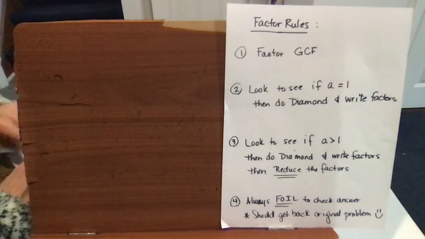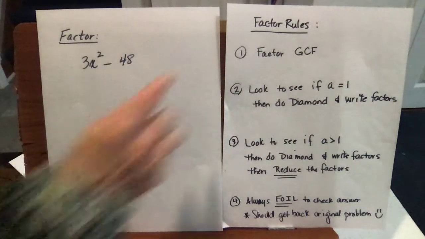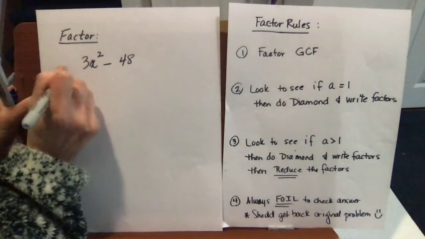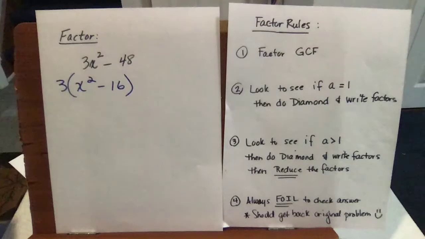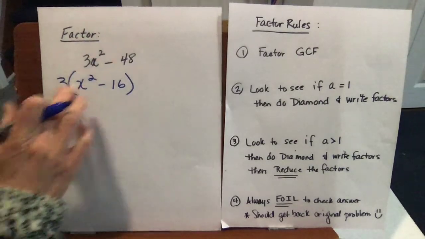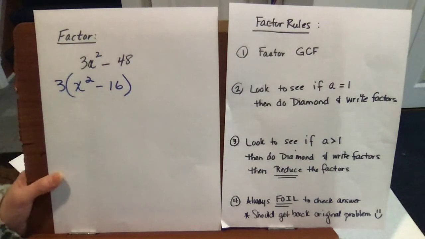All right, next. 3x squared minus 48. Okay, again, look for a GCF. We can factor out a 3. So 3 divides into 3 once, giving us x squared, into 48 16 times, giving us minus 16.